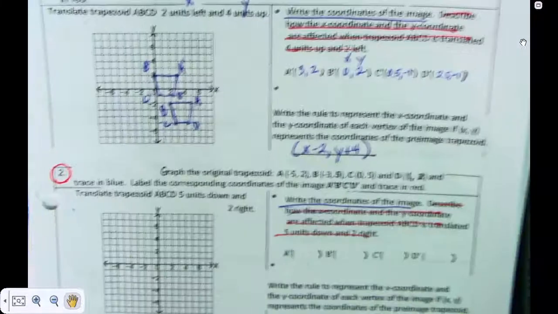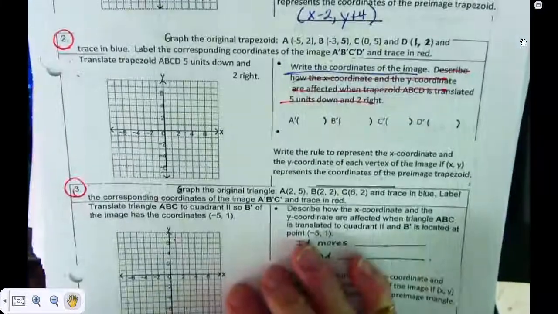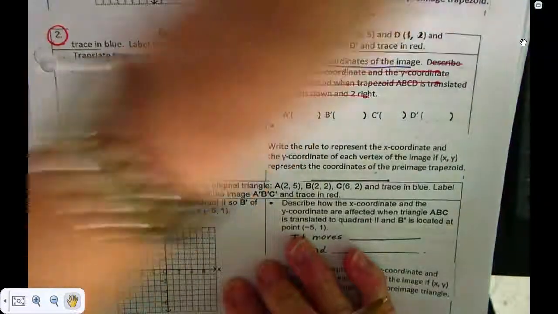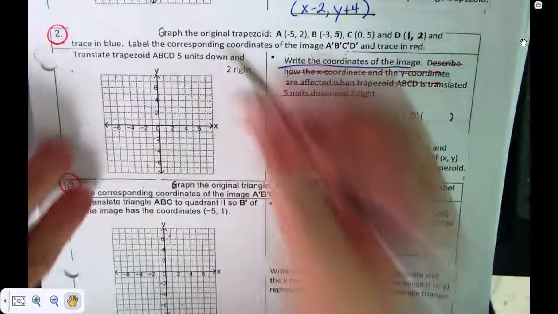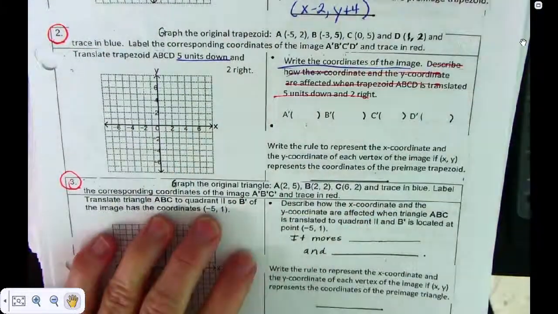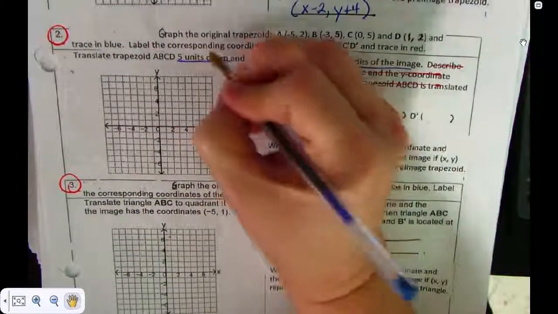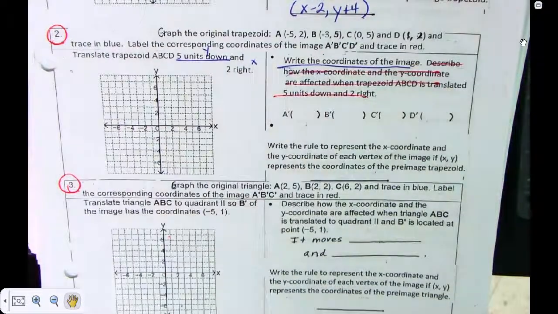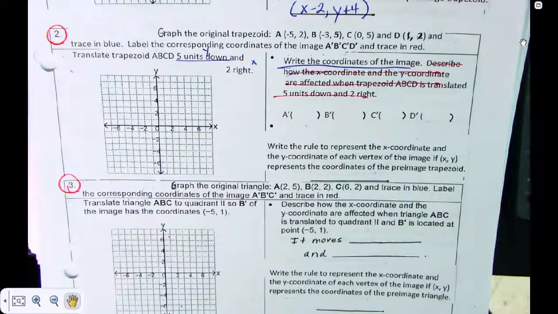Okay, number 2. I'm not going to do that one because it's pretty easy. You take the original graph, you go 5 down. What goes up and down? Y. What goes left and right? X. Please raise your hand if you did that for me. You went over there and put the X and the Y. 1, 2, 3, 4 people.